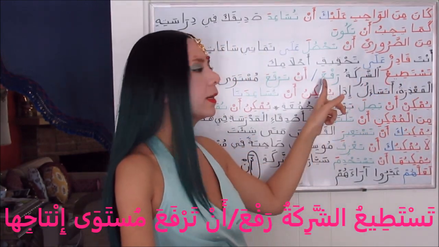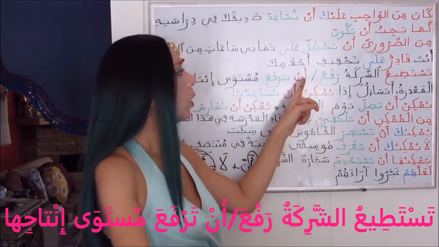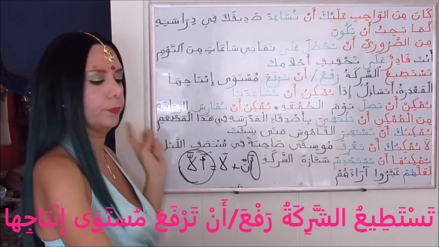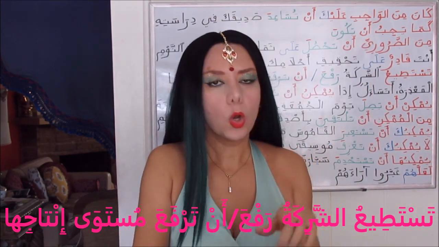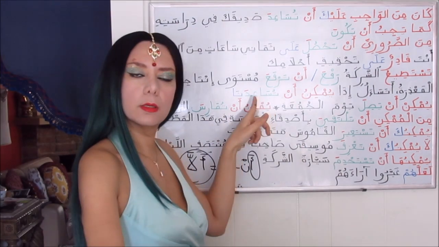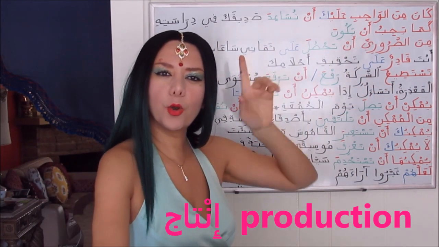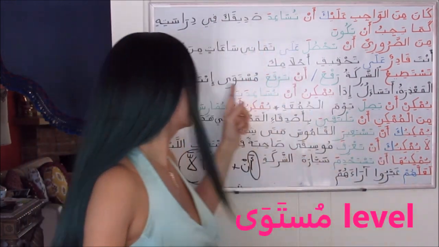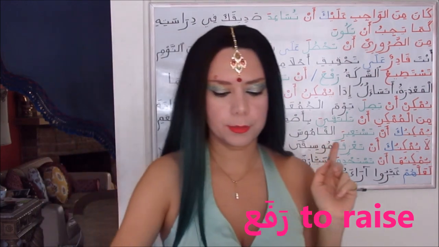تستطيع الشركة رفع. رفع, to raise. رفع is the verbal noun in the accusative. Or أن ترفع مستوى إنتاجها means the company, الشركة, the company can or is able to raise its production level. Production, إنتاج, but ها referring to the company because we always need a resumptive pronoun. مستوى, level, its production level. رفع or أن ترفع, your choice.